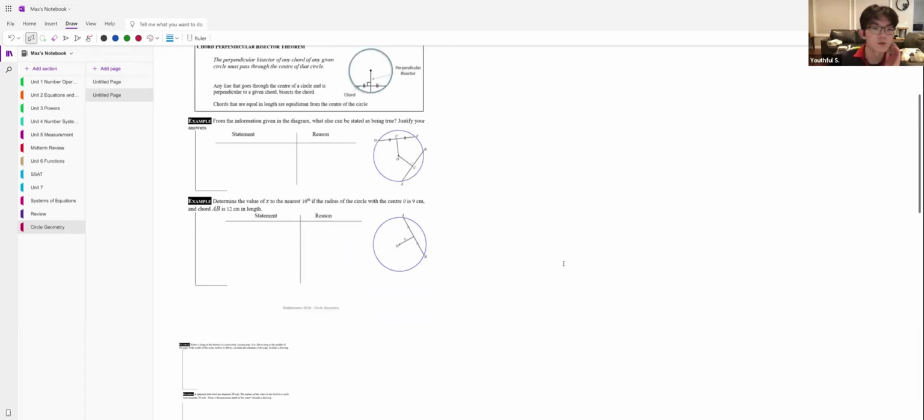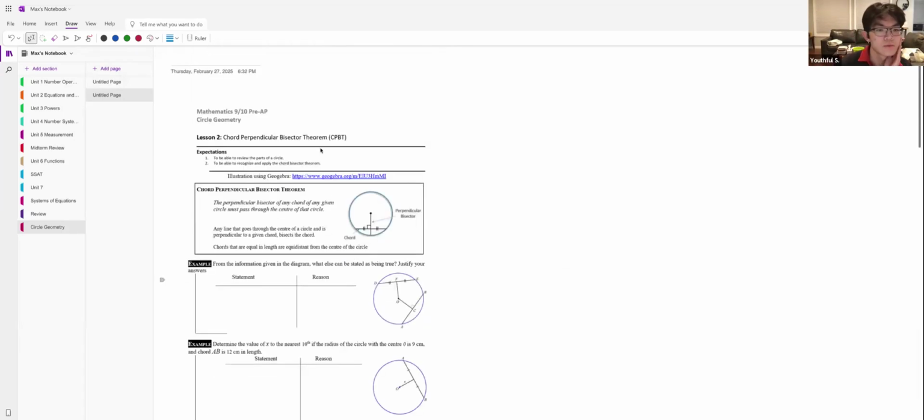Okay, so CPBT, chord perpendicular bisector theorem. Okay, a perpendicular bisector of any chord of any given circle must pass through the center of that circle. So any line that goes through the center of a circle and is perpendicular to a given chord bisects that chord. So chords that are equal in length are equidistant from the center of the circle.